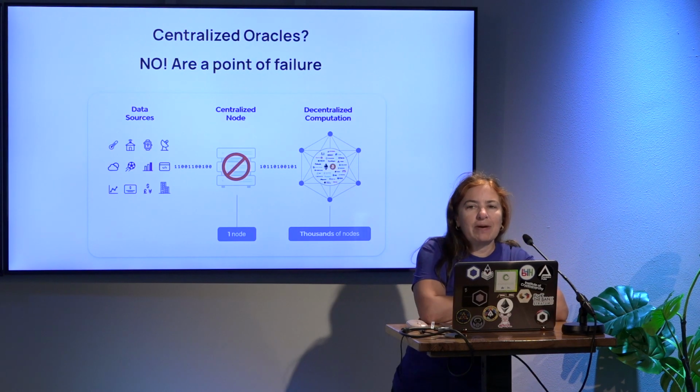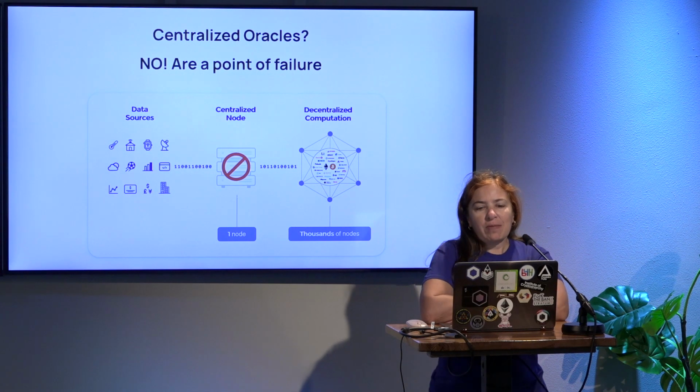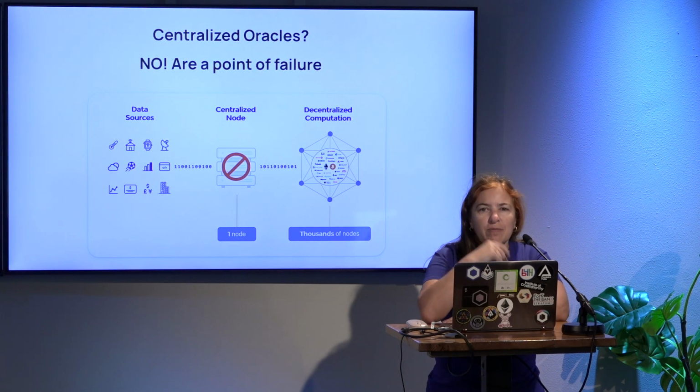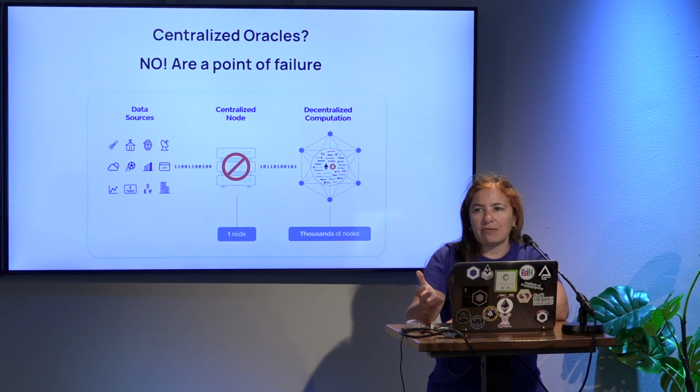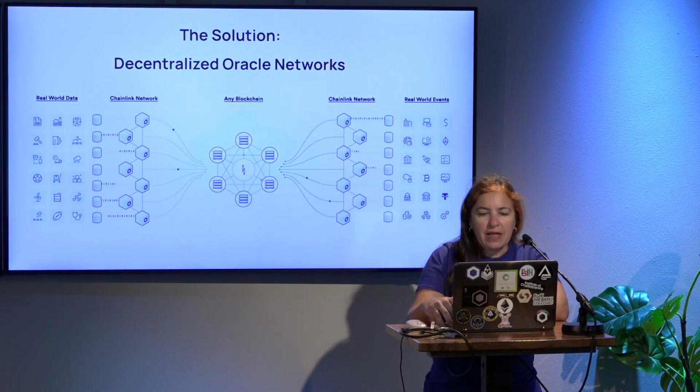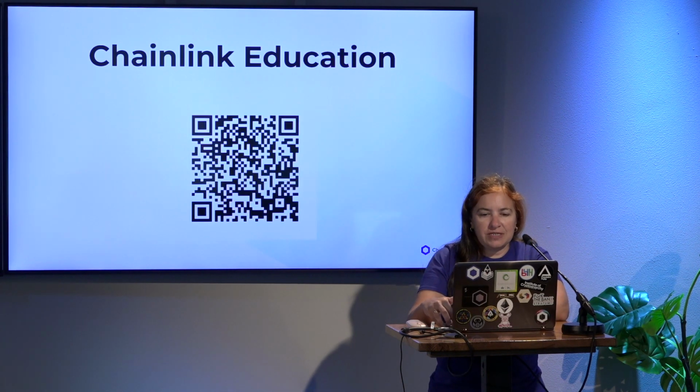But when we talk about oracles, centralized oracles can be a problem, because when we talk about blockchain, we are talking about decentralization. If you have a centralized oracle, this can be a point of failure because it can be manipulated as well. So the best is to have a decentralized oracle, and Chainlink is one of these.